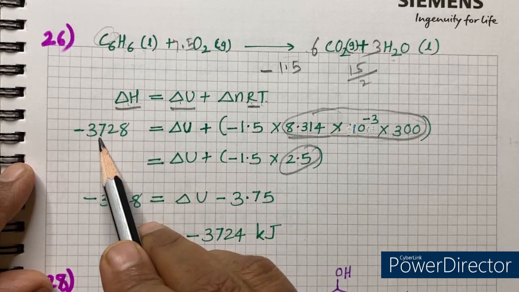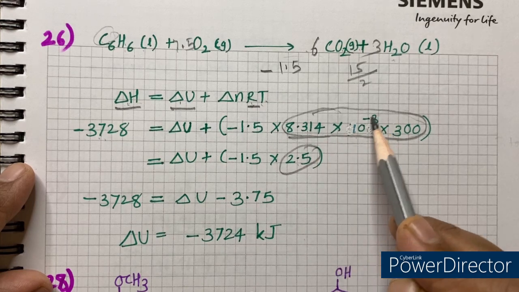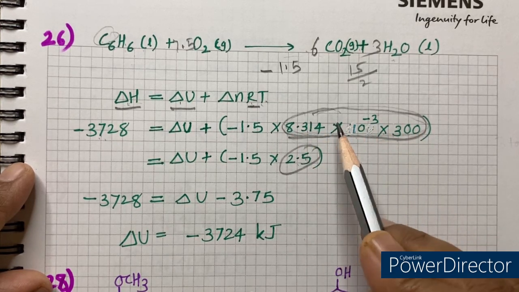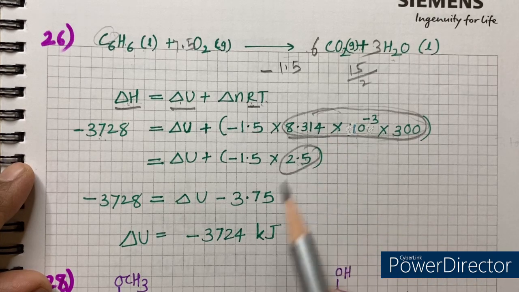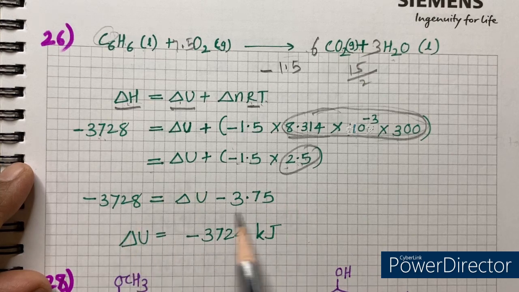Mostly delta H is given in kilojoule, so use it in kilojoule. Therefore this R is required in kilojoule, and the value of this is 2.5. Directly use this value. Okay, next. Now this is delta Ng, and find out the answer.